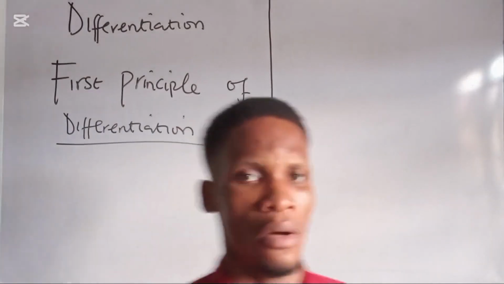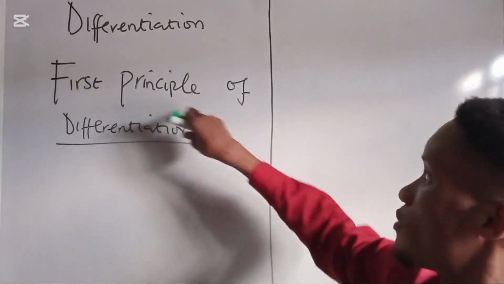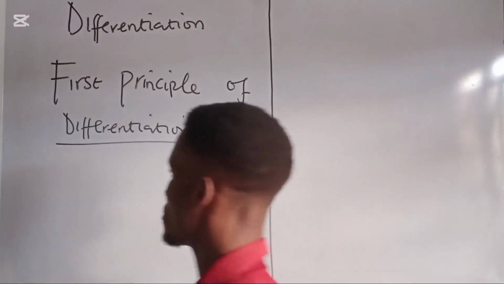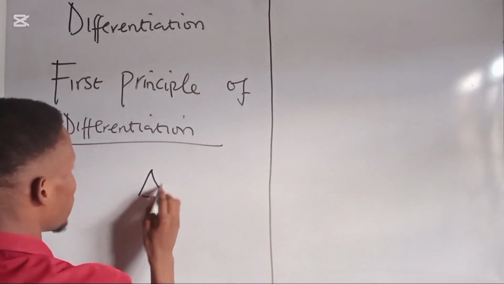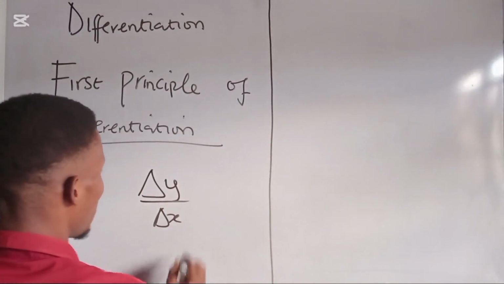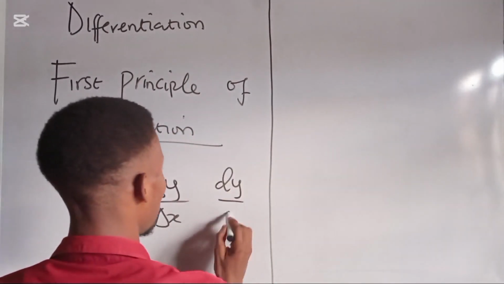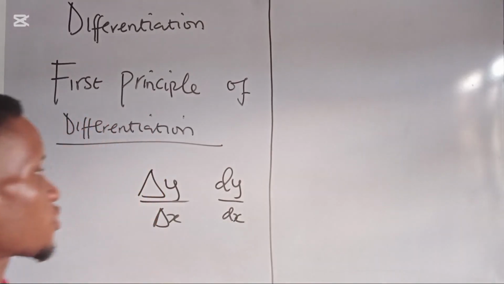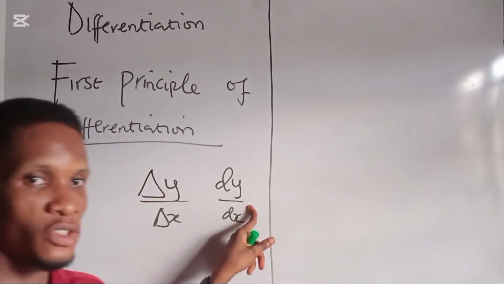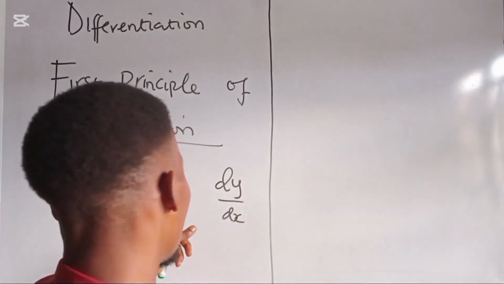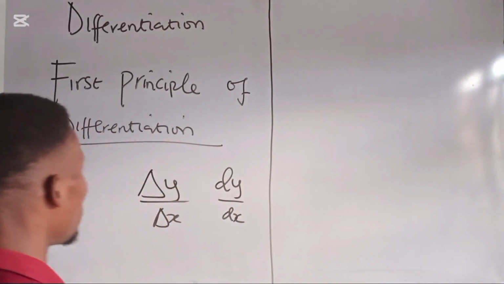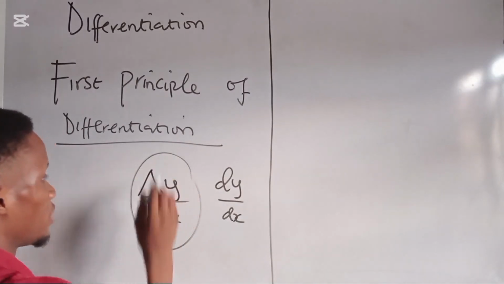So the first principle of differentiation is when you see something like this, change in y over change in x. Ordinarily, we used to see dy over dx. So this is just the normal method of differentiation. So this shows that it's first principle, though in the division method we also apply something like this.